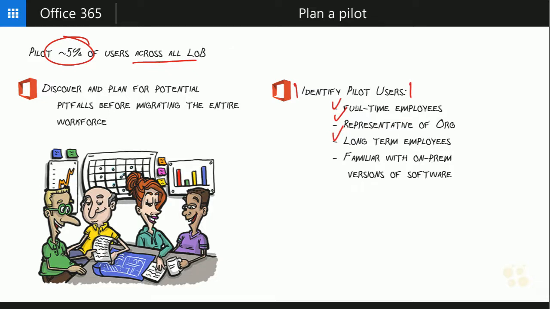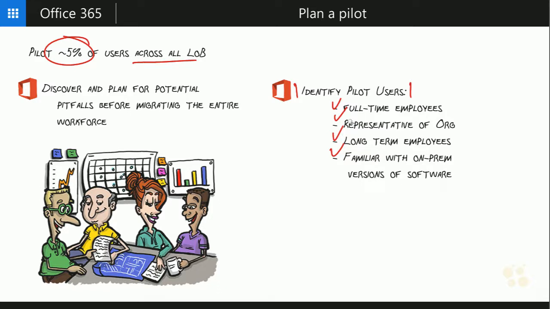Finally, you're going to want users who are familiar with the on-premise versions of the software that they're going to be using in Office 365. So as an example, if you're planning to use SharePoint Online, get users who already know how to use on-premise SharePoint. If a user is brand new to SharePoint, they're not going to be a great candidate to test SharePoint Online.